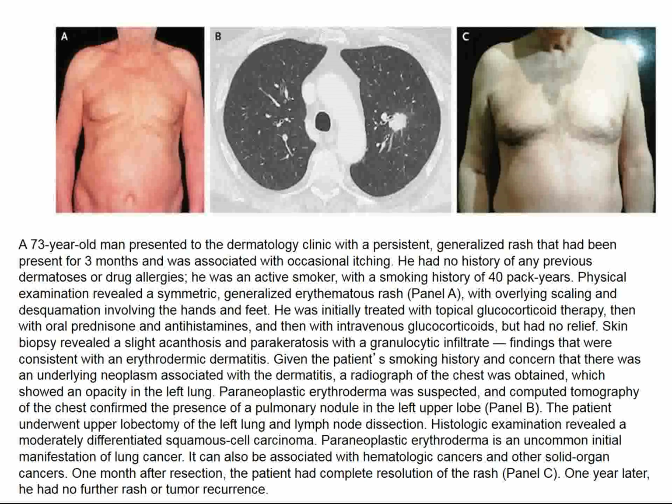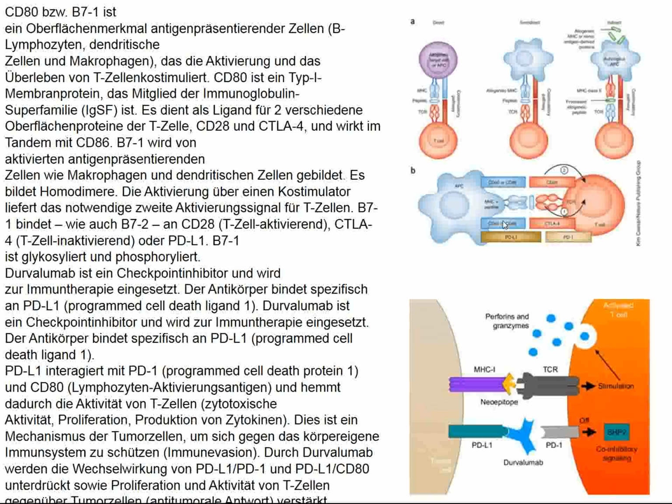Now, these kinds of rashes can occur with malignancies. And what we see in this CT is he's got a lesion here, which was excised. It's a non-small cell lung cancer. And with excision of this lesion, the rash goes away. So this phenomenon is known. This is a paraneoplastic erythroderma, and it responds to excision.